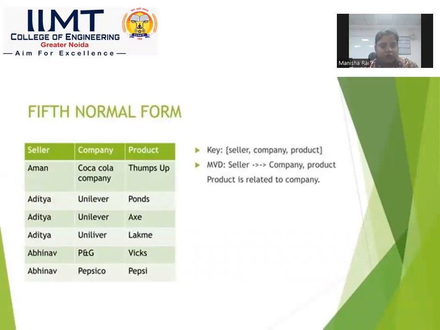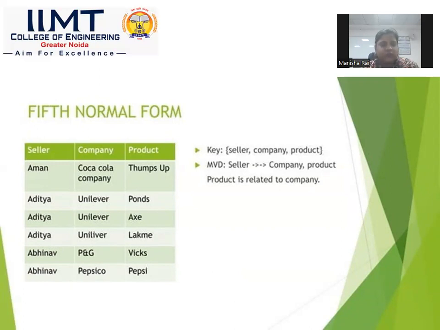We have put some columns. The first column is assigned for seller, the second one is for company, and the third one is for product. First of all, design our primary key. Combine seller, company, and product all together. And you can see that the seller Aditya has opted for the company Unilever three times, but he has opted for three products, that is Pond's, Axe, and Lakme. This is our multi-value dependency.